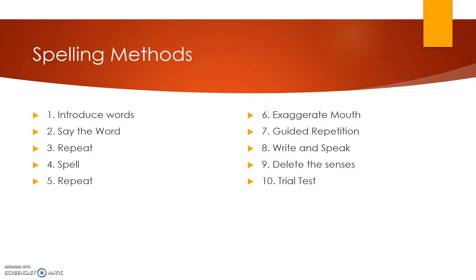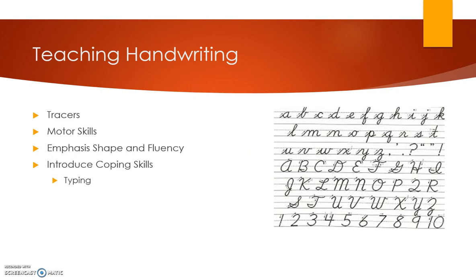Number 9, you will delete the senses by having the student close their eyes and cover their ears as they spell the word out. And number 10, you will do a trial test of having the student spell your words.